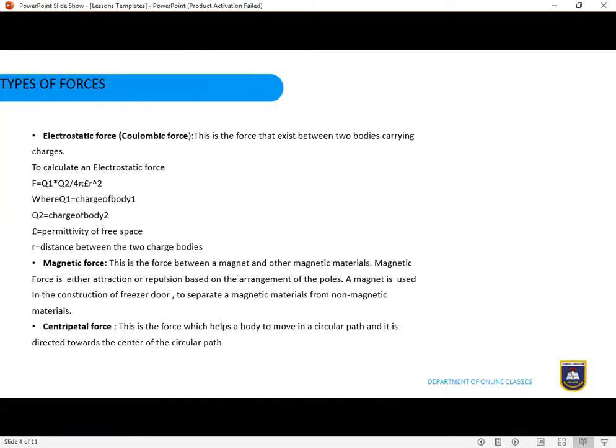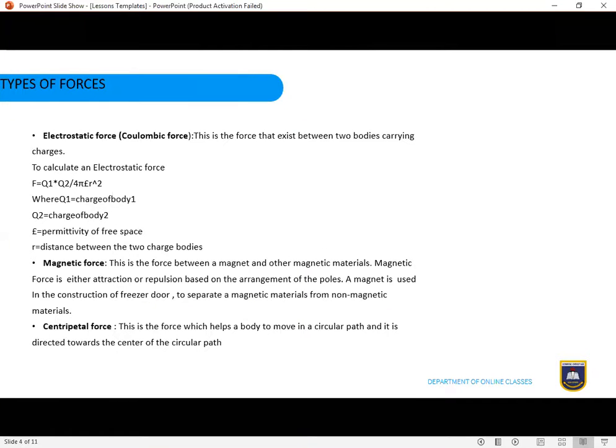The R there is the distance between the two charged bodies. Q1 is the charge of body 1. Q2 is the charge of body 2. And the epsilon naught, we call it epsilon naught, is the permittivity of free space. It's a constant.